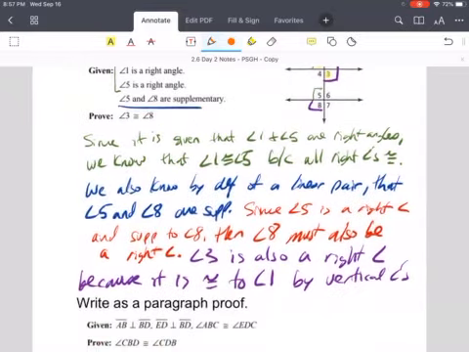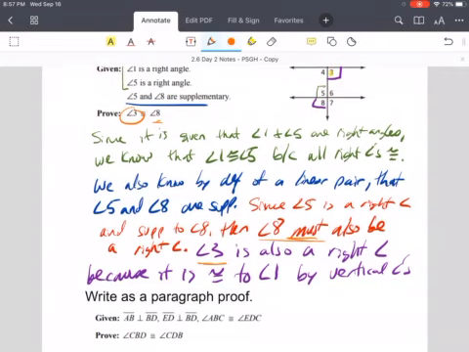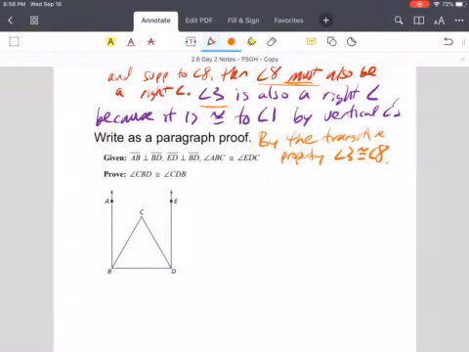And so then I've now said angle 3 is a right angle, and I've said angle 8 is a right angle. So by the transitive property, connecting all my congruent statements, angle 3 is congruent to angle 8. Go ahead and finish this last proof on your own and submit your answer, and then we will talk about that at the beginning of class tomorrow.